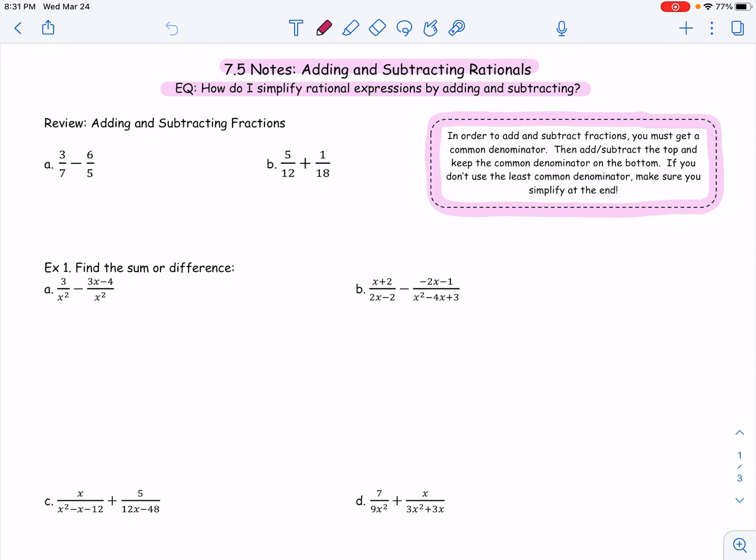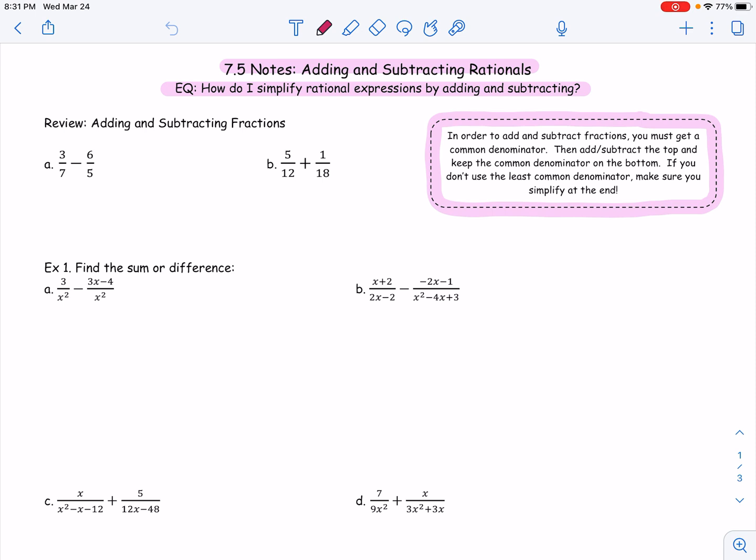And so very similarly with multiplying and dividing, we're first going to just review how we add and subtract fractions. Because remember, a rational function is like a fraction. It's a polynomial divided by another polynomial. So remember, in order to add and subtract fractions, we have to have a common denominator. Once we find that common denominator, then we can just add or subtract the numerators and keep that common denominator at the bottom. If you don't use the least common denominator, we just want to make sure at the very end that we simplify as much as we can. When it comes to numbers, sometimes we don't always go with the least common denominator, but when we get to factors, we will almost always use that least common denominator.